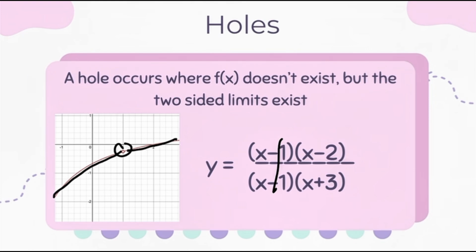So let's say we cross this out and then we plug in x equals 1 to find it. So it would be negative 1 over 4. So that is the y coordinate of the hole, which is 1, negative 1/4.